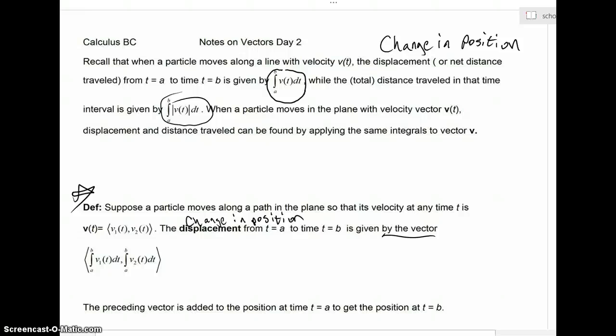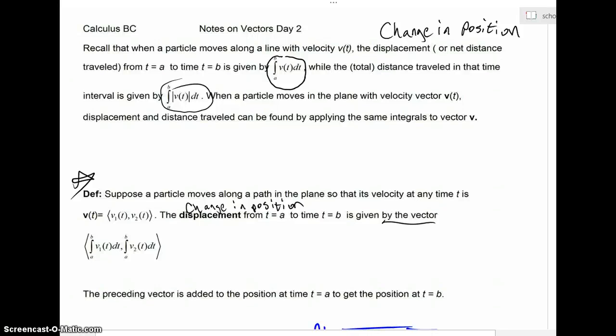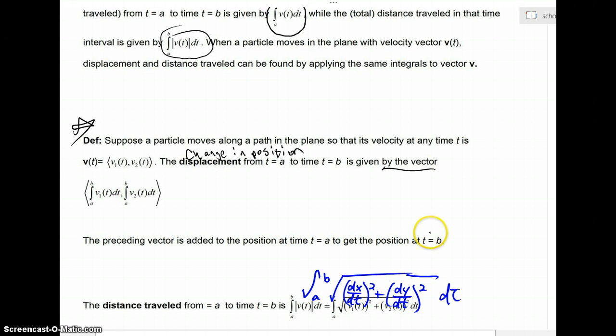The preceding vector then would be added to the position to get your final position. So you add what you started with, the change. We were writing that a lot in the past. We'd say write where you start, the vector that you start with, plus the change that you have, and that sum is always going to be your position at time b.